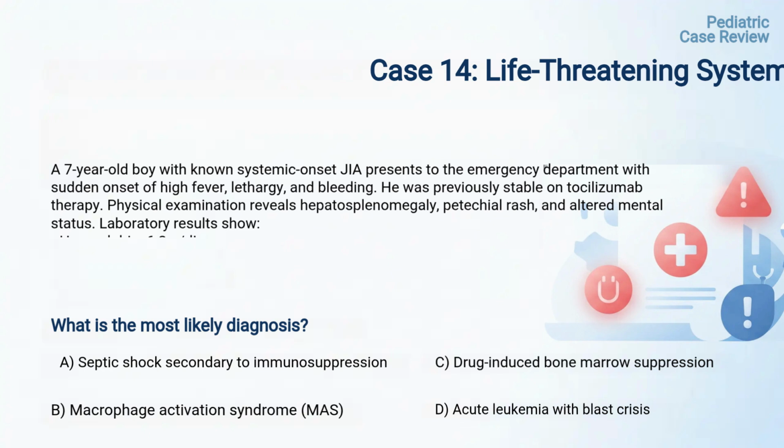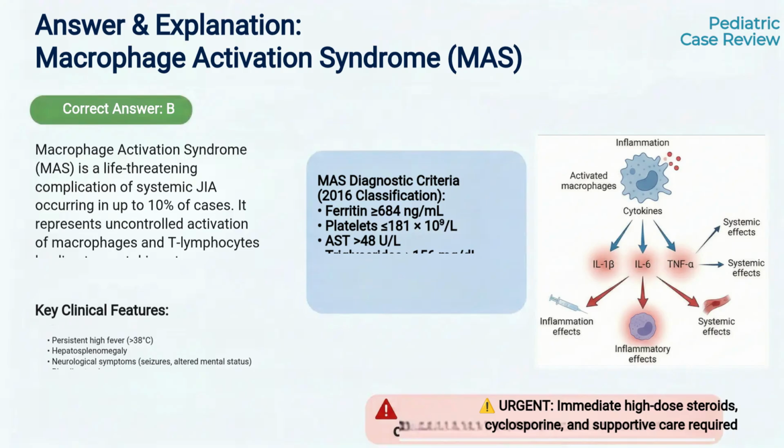Option A, septic shock secondary to immunosuppression. Option B, macrophage activation syndrome. Option C, drug-induced bone marrow suppression. Option D, acute leukemia with blast crisis. The correct answer is option B, macrophage activation syndrome.